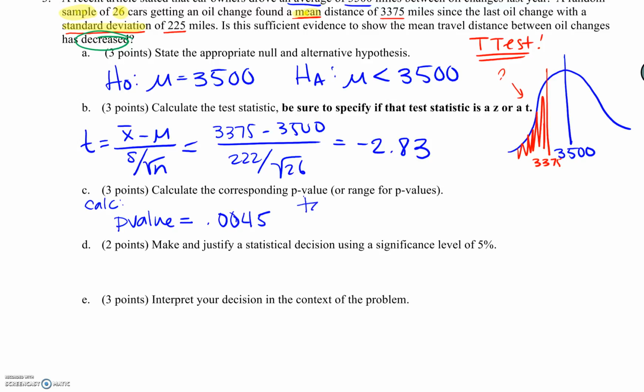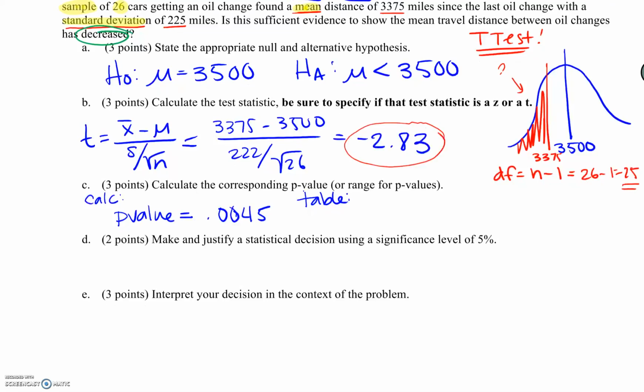If we have to use the table, life is a little more difficult for us. So we know if we're going to use the t-table, there's a couple of things we need first. We need our degrees of freedom, which is n minus 1. In this case, our n was 26 minus 1, so we're looking at a df of 25. And we're going to be looking at our t-table for this negative 2.83. Now remember, our t-table only does right side probabilities, so we're just going to look up positive 2.83.